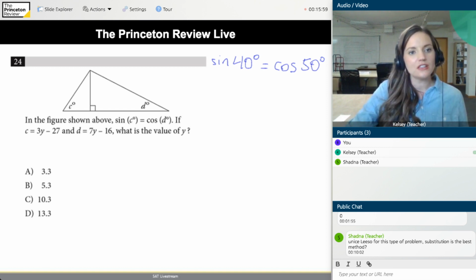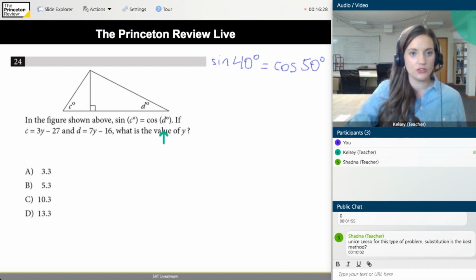And if we look at this, we can kind of reason that out too, if you didn't remember that rule. If you remember how many interior degrees live inside a triangle, it's 180. And we've already got 90 of those accounted for here in this right angle. So whatever C and D are, they also have to add up to 90 together. So a couple of different ways we could have gotten there. And again, we're looking for the value of Y.